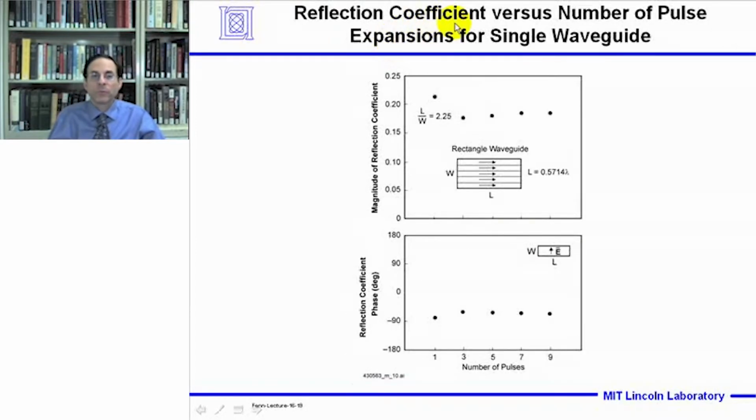Next, we examine the reflection coefficient versus number of pulse expansions for a single waveguide. So we're varying from 1 to 9 pulses, 9 contiguous basis functions across the width. This is for the case of L equal 0.5714 wavelengths. And so we see for a single waveguide there's very little difference between 1, 3, 5, 7, 9 pulses in terms of amplitude and phase. There are some small differences in going from 1 to 3 pulses.